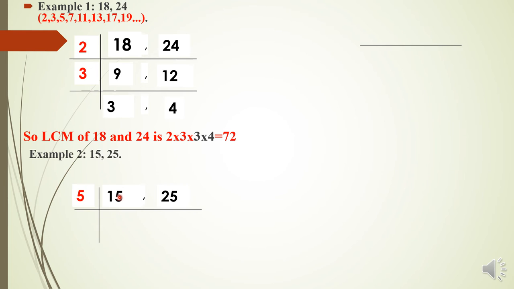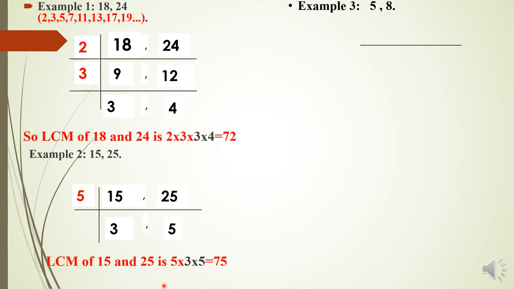15 divided by 5 is equal to 3. 25 divided by 5 is equal to 5. There is no common factor for 3 and 5 other than 1. So we stop division. And LCM is equal to 5 into 3 into 5. Here 5 is the common factor, and multiply that with the remaining factors here. 5 into 3, 15, into 5, 75.